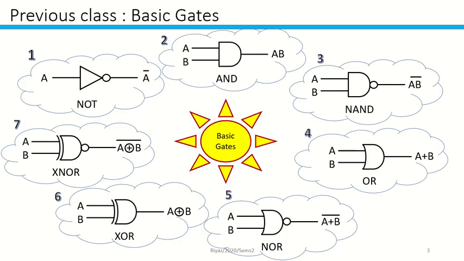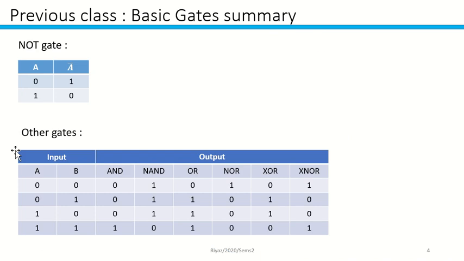In the previous class, I already focused on the basic gates, 3.1. So there are 7 gates: the NOT gate, AND gate, NAND gate, OR gate, NOR gate, exclusive OR gate, and exclusive NOR gate. We're going to use mostly all of these gates to form combinational logic circuits. This is also the summary of the basic gates from before.